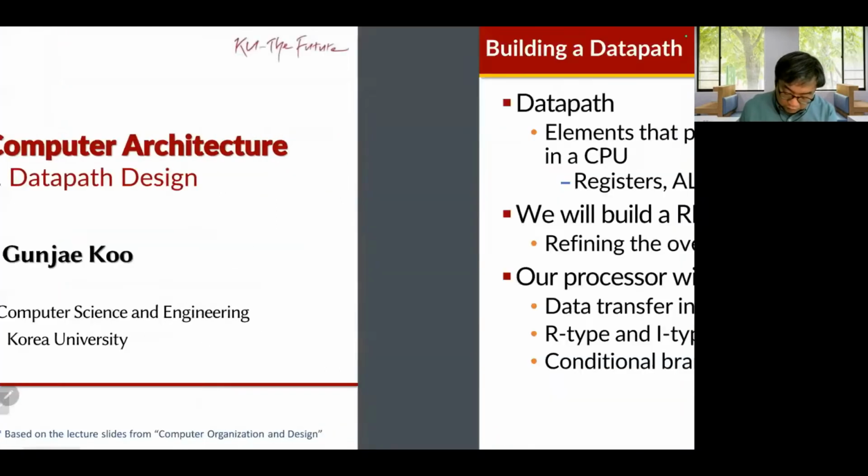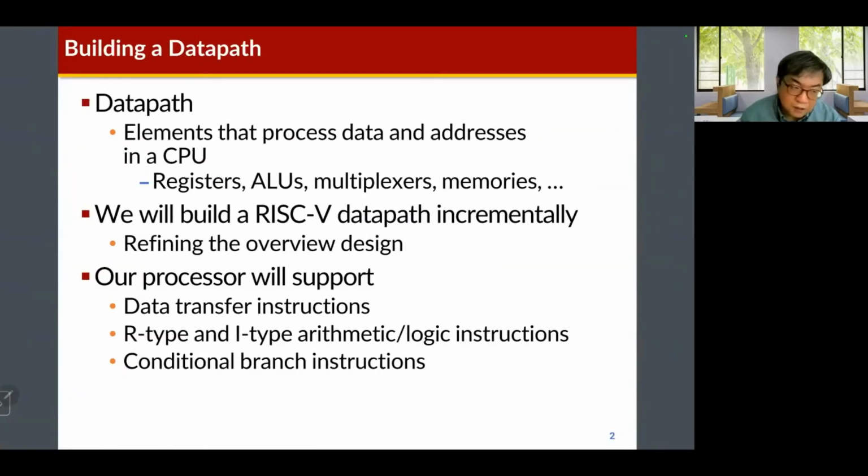Okay. So in the previous classes, we learned about the data path elements. So what are the basic data path elements in the single cycle processor? The basic data path elements in the single cycle processor are registers, ALUs, and then memories like instruction memory and data memory, right? Also the multiplexers are a kind of data path element, but the multiplexers are very small and simple hardware components.